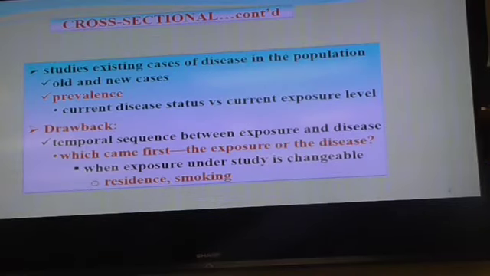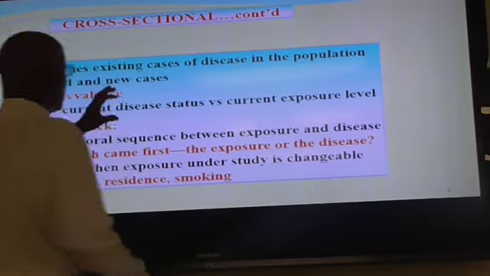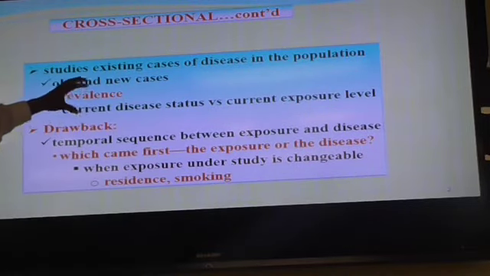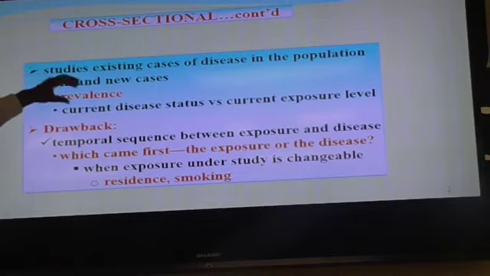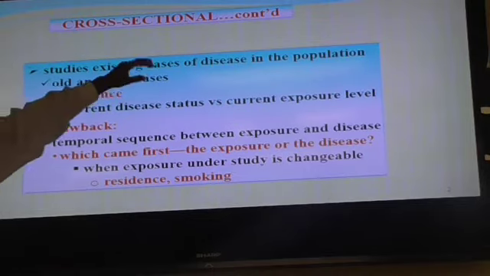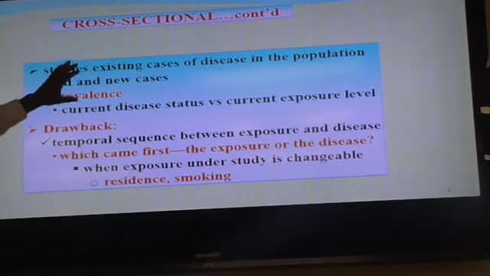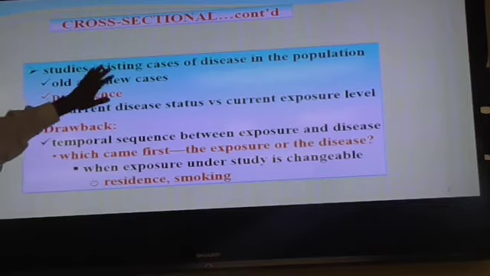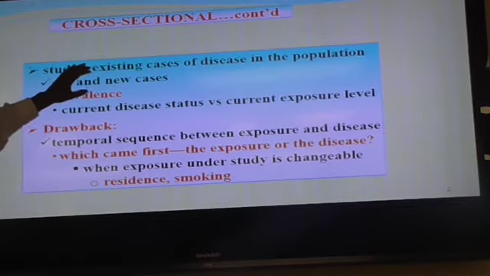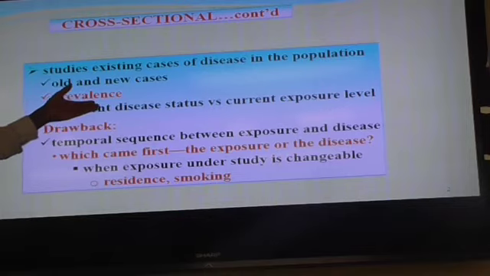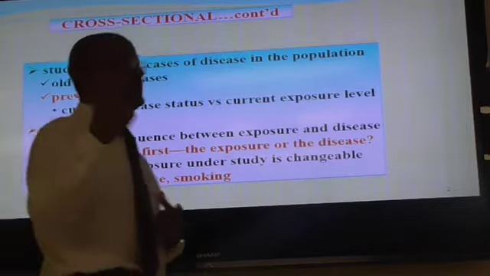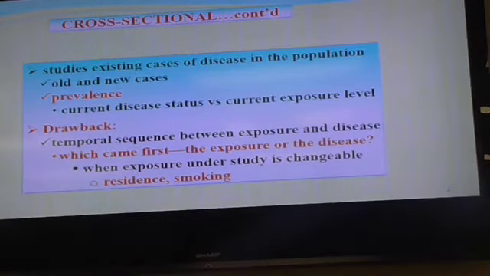As a result, because you are collecting both information at the same time, and you are not waiting for the disease to occur, cross-sectional studies study existing cases of disease in a population. Existing means new and old. So measuring all the existing cases is prevalence. So cross-sectional studies measure prevalence. When we talk about prevalence, we just go out there and collect old and new cases. So that means existing cases.